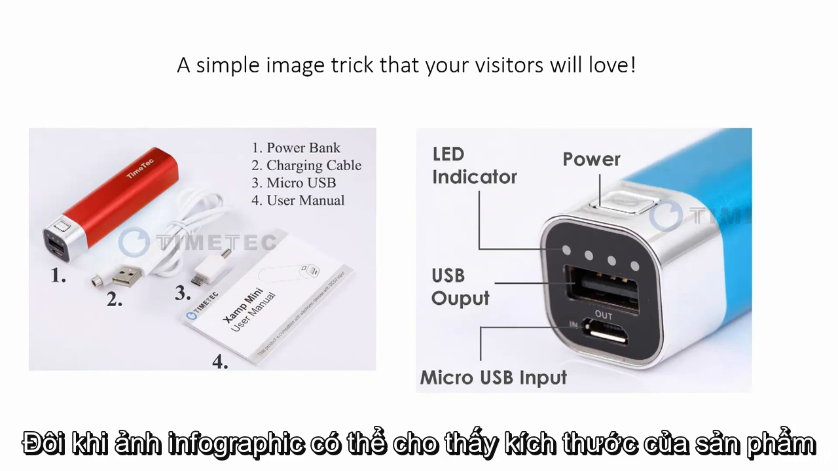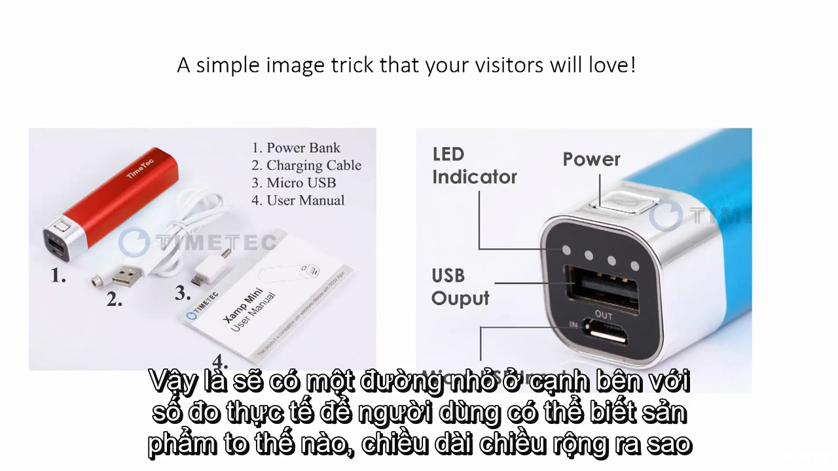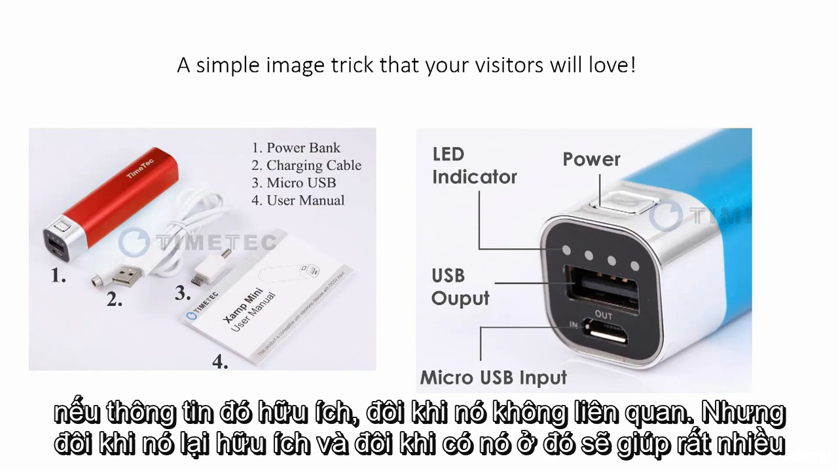Sometimes infographics can actually show the size of the product. So there'll be a little line along the side with the actual measurements so that the user can see how big the product is, what the length is, what the width is, that kind of thing. If it's relevant, sometimes it's not relevant, but sometimes it is, and sometimes it really helps to have that there.